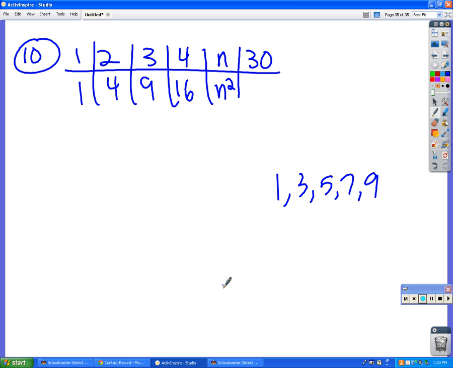So if I wanted to add up all 30 of them, instead of taking the time to add all those up, 30 squared is 900. Okay? So that's how that works out.